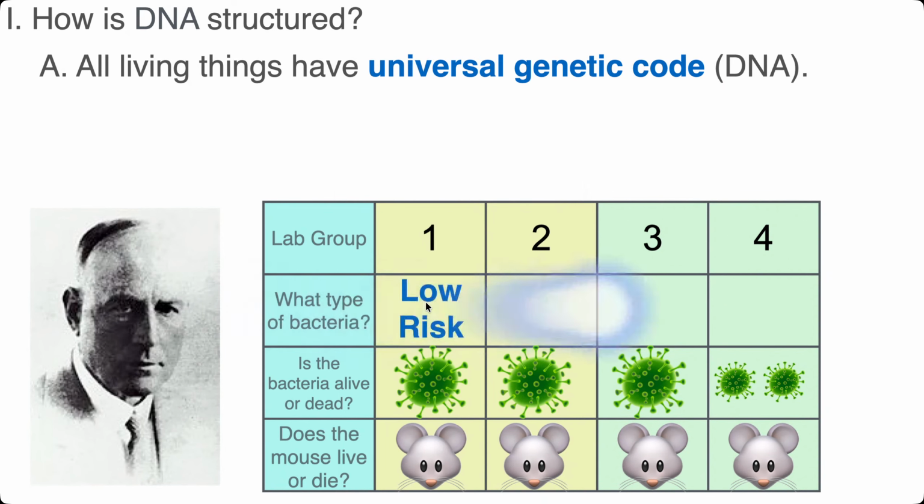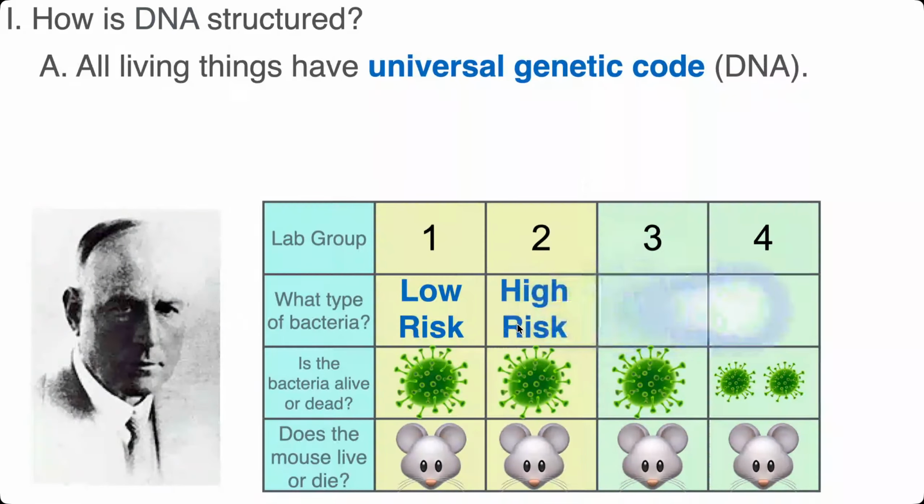So our very first group, lab group 1, was injected with a low risk type of bacteria. So something that's not really going to be fatal, not really going to cause death. And that bacteria was completely alive. So that mouse was injected with a bacteria that was alive. And what we're going to do is put X's over things that we think die. What do you think happened to that particular mouse in that lab group? Spoiler alert, it lives, right? Because it's a low-risk bacteria.